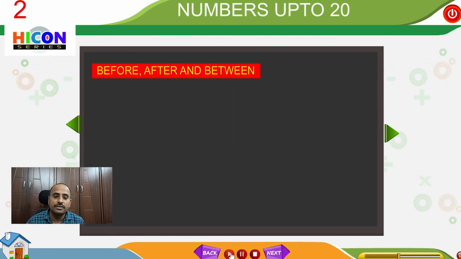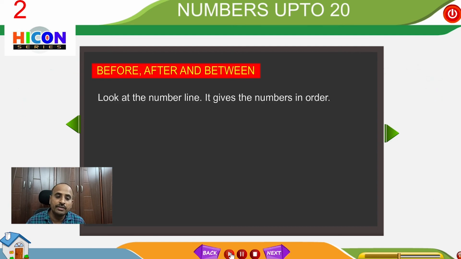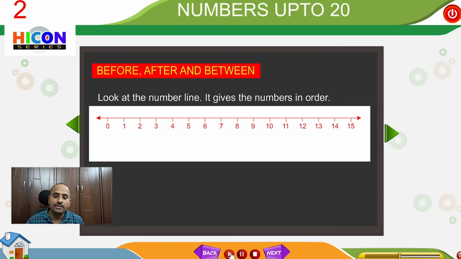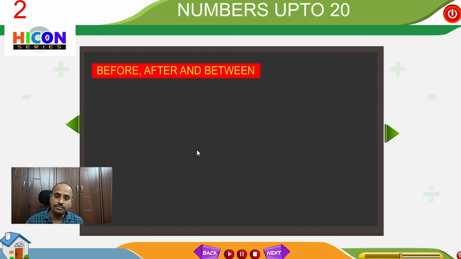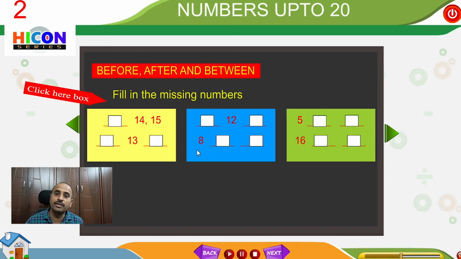Children, next topic: before, after and between. Look at the number line, it gives the numbers in order. We have already discussed the number line, this is the number line. 7 comes before 8 and 9 comes after 8. So 8 comes between 7 and 9.